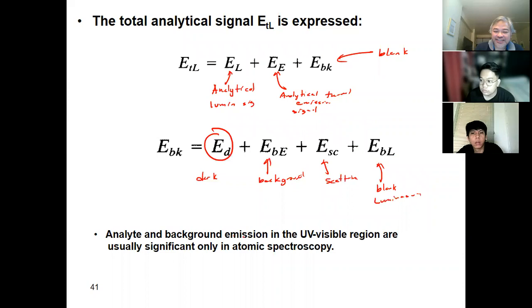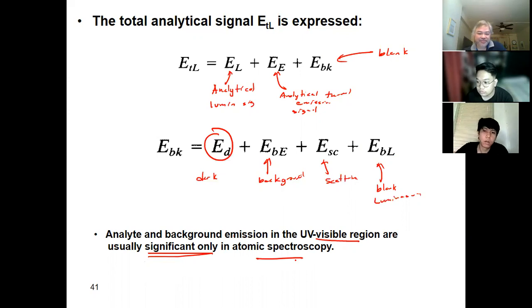So analyte and background emission in the UV-visible region are usually significant only in atomic spectroscopy. Okay? Ano po sir yung source ng E sub E? Alin? Yun ba yung mga radiationless relaxations po ba? Oh, yung mga yun nandyan.